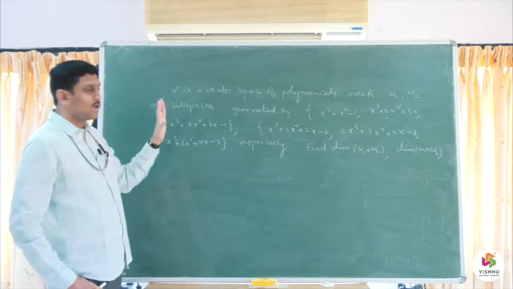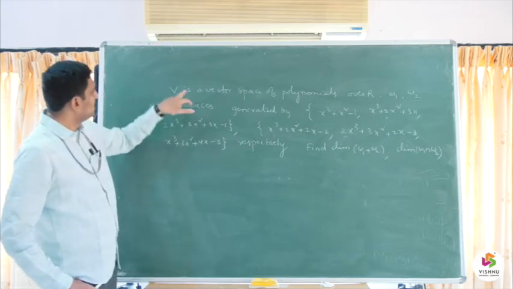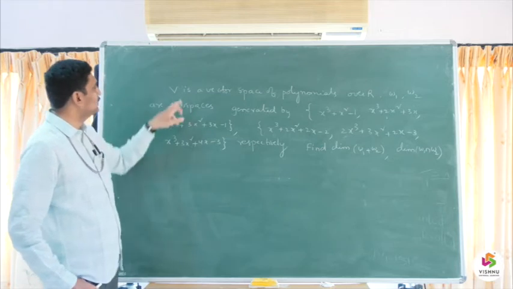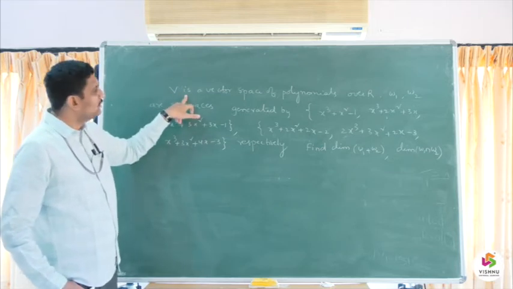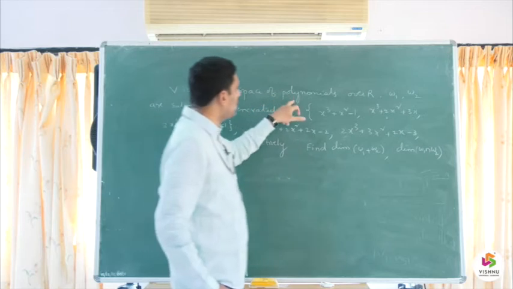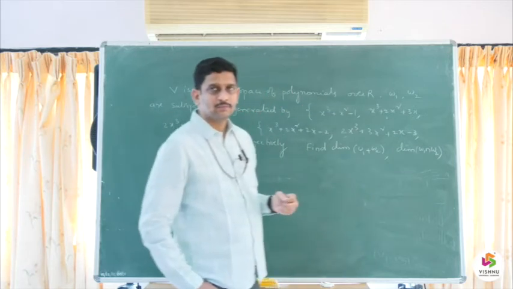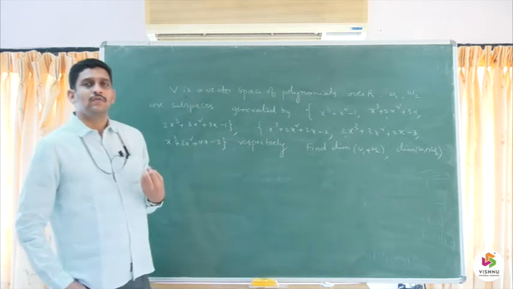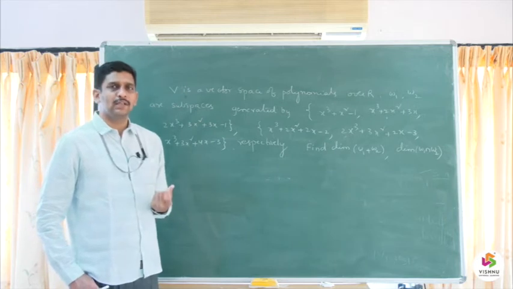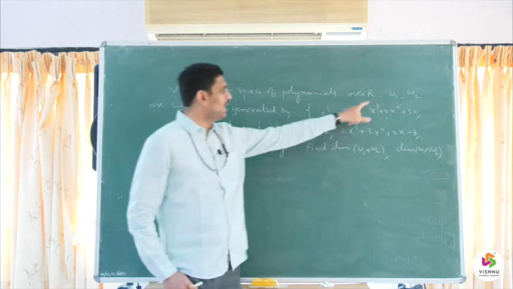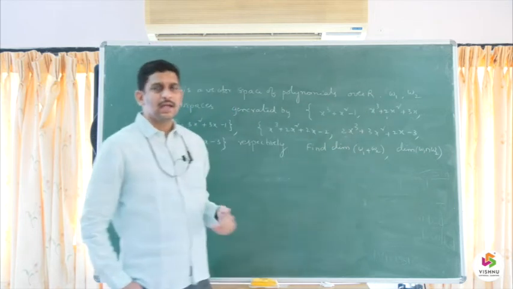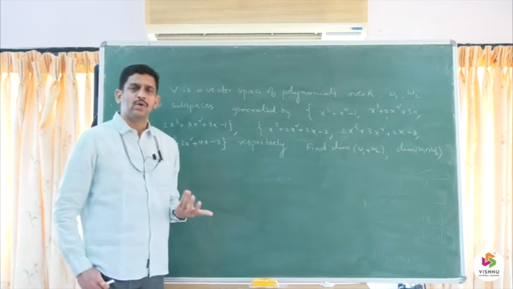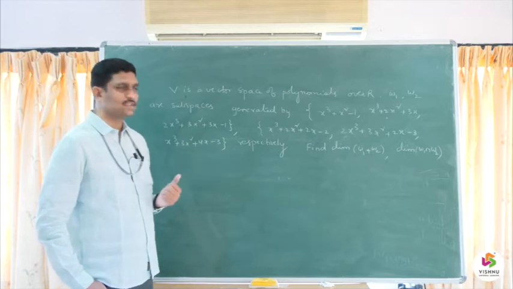So, here is one of the interesting problems. Read the statement once again. It is mentioned that V is a vector space of polynomials over R. So, what is the meaning? Whenever I write a polynomial, the coefficients in the polynomial are nothing but real numbers. I can take any kind of polynomial whose coefficients are real numbers.